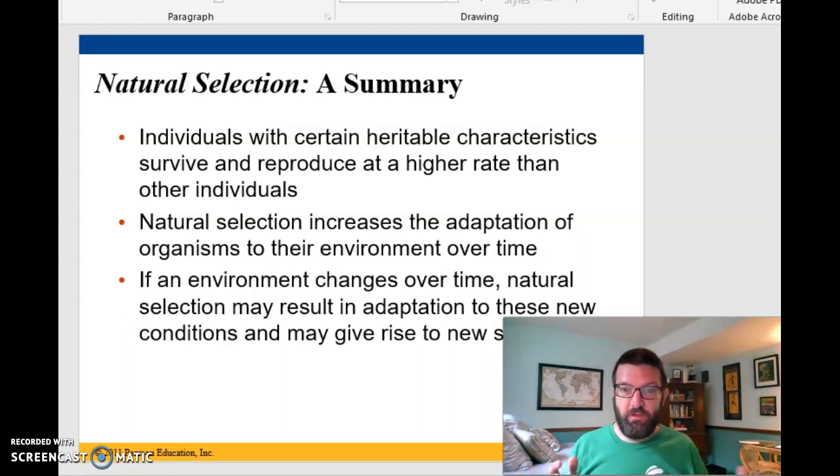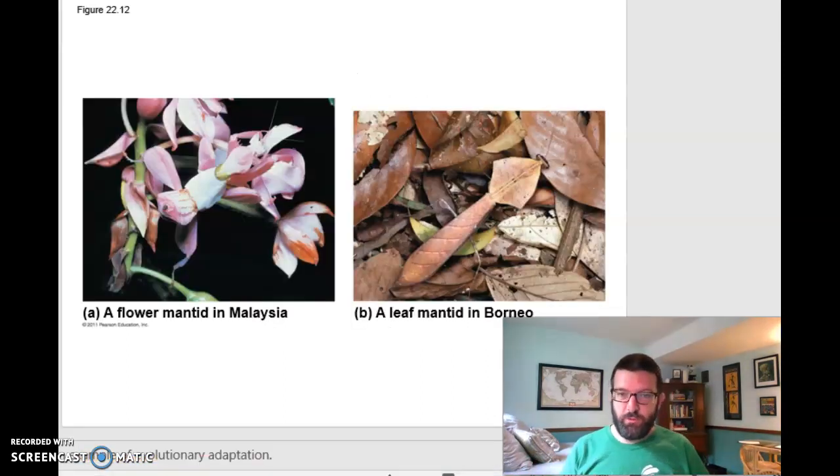And this isn't a static thing because environments change over time. And so what may have made you more fit at one point, right, maybe hundreds of years later, may not be so advantageous, right? What nature selects can change over time. And this can lead to individuals that very, very closely match their very specific environment.